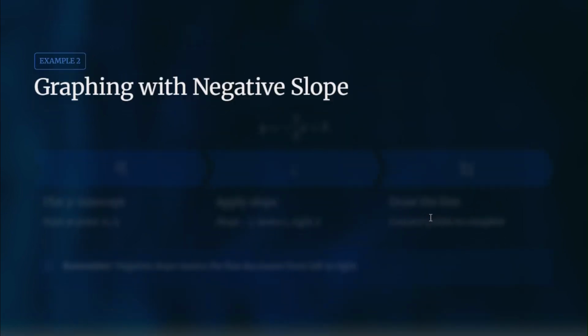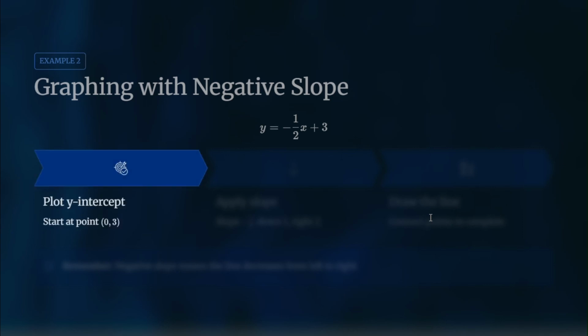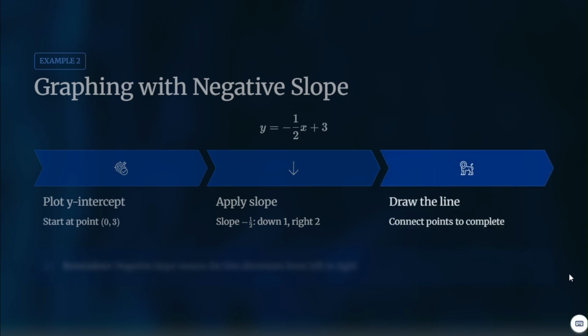Let's explore what happens when the slope is negative and see how it changes the direction of our line. In this example, we'll want to graph the equation y equals -1/2 x plus 3. This equation is already in slope-intercept form, so we can plot the y-intercept, that is the point (0, 3), and then apply the slope. Since the slope is -1/2, we will go down 1 unit and to the right. And finally, we can connect the points in order to draw the line.